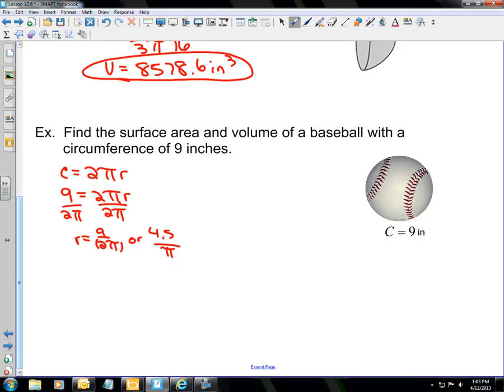Okay. So, we want to do the surface area, which is 4 pi r squared. My radius is 4.5 over pi, and I have to square that. So what you might want to do in your calculator is do 4.5 divided by pi, square it, and then multiply it by 4 pi. And you should get 25.8 inches squared.